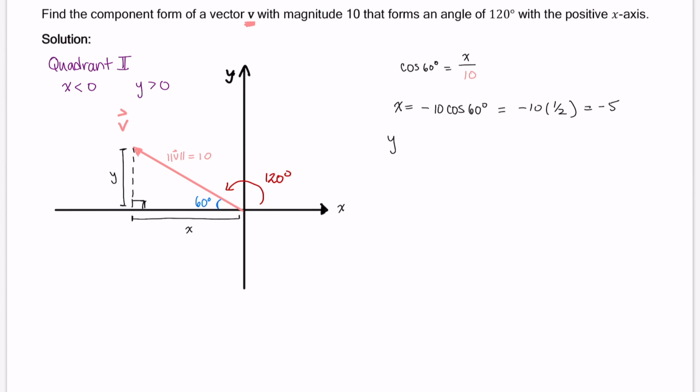Now y is still going to be larger than 0, and I know that sine of 60 degrees will equal the y component divided again by the magnitude of 10. And just to make it really clear, for this x component, this negative here is because we're in quadrant 2. In quadrant 2, we don't have to worry about this for y since y is positive. So again, y is just equal to 10 sine 60 degrees. So this is 10 times root 3 over 2, or 5 root 3.